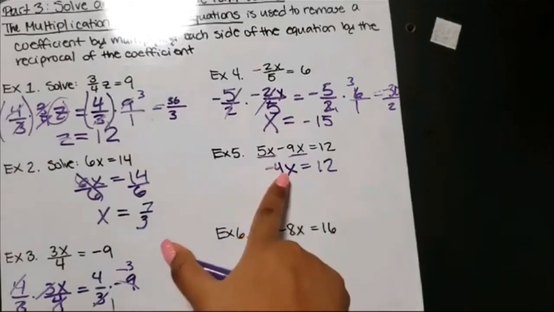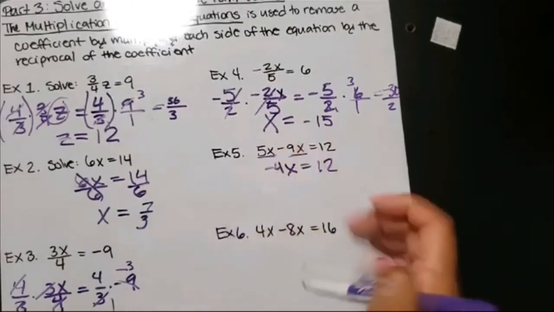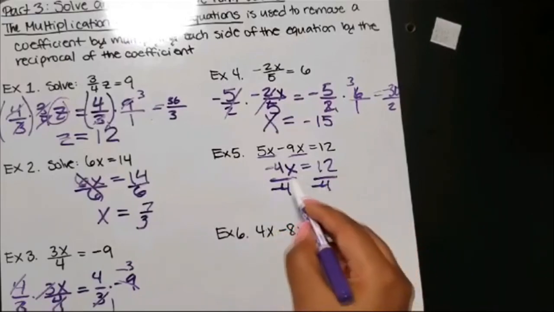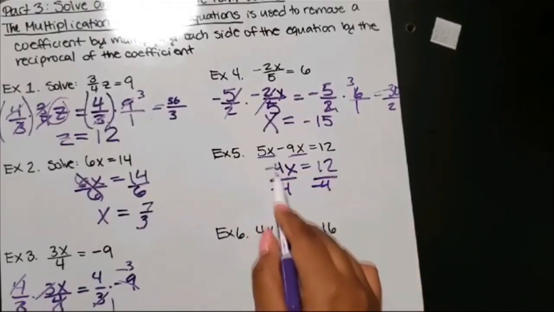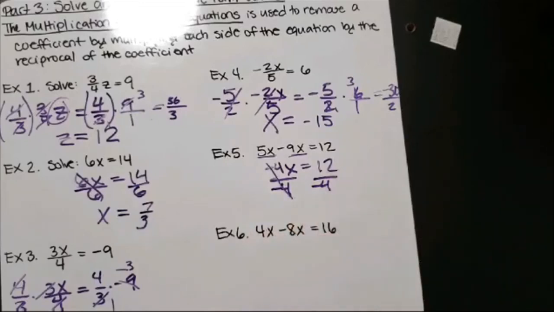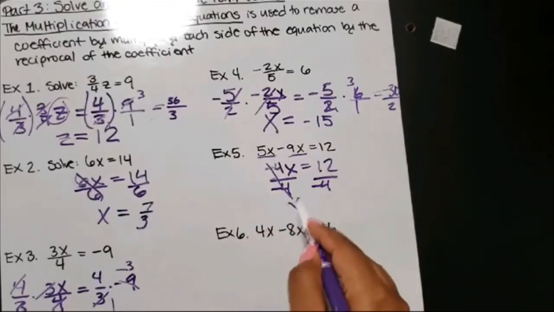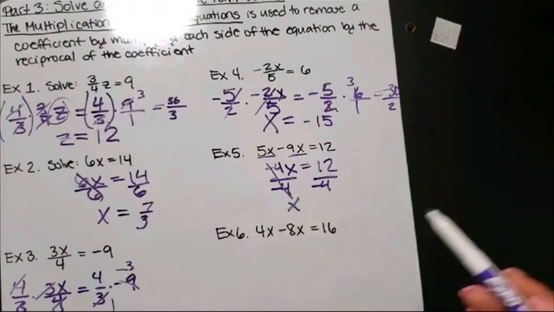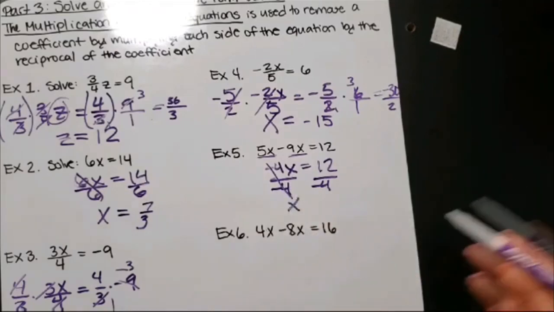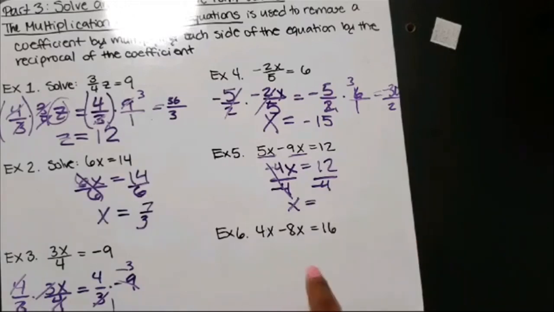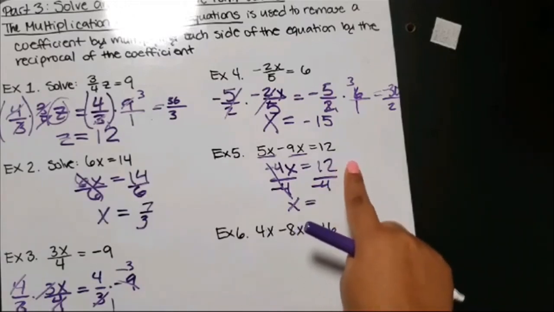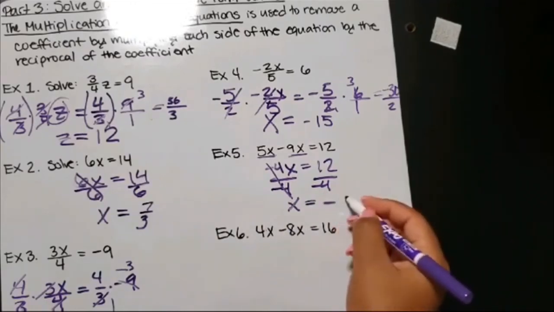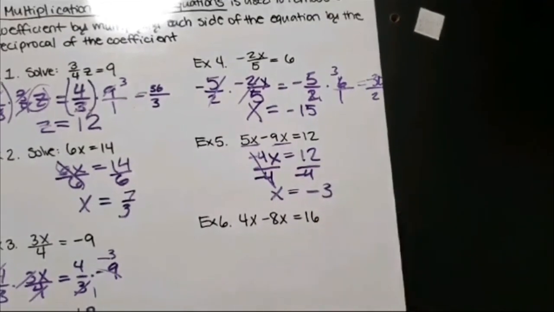So because we have a negative 4 being multiplied by the x, we can divide by negative 4. So negative 4 over negative 4 is 1. Then we have just x, just 1x, which remember when we have the 1x, we don't have to write the 1, we just write the x. On the right side, we have 12 divided by negative 4, which is negative 3.